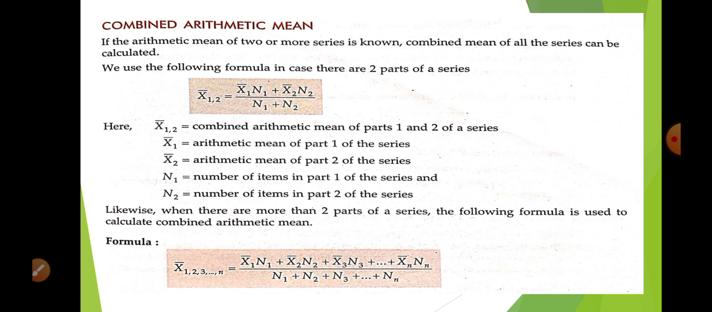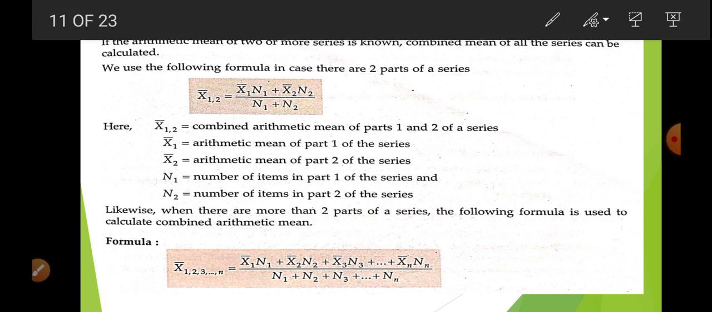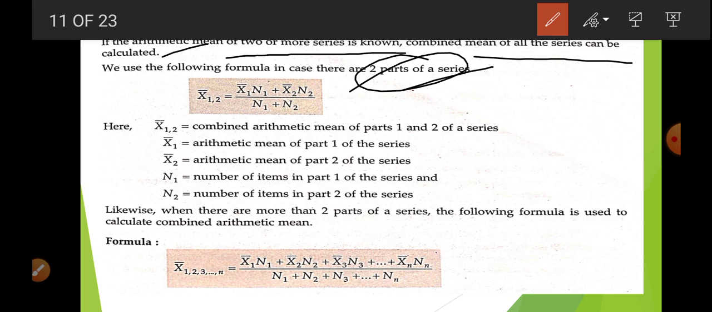Now, the next topic is combined arithmetic mean. Suppose the weights of class 11th A and 11th B are given and we want to know the combined arithmetic mean of the 11th class for the height. In that case, we are going to use this equation, the combined arithmetic mean. If the arithmetic means of two or more series are known, the combined mean of these series can be calculated by using this equation. In the case of two parts, x bar 12, that is the combined arithmetic mean for two series, is x bar 1 n1 plus x bar 2 n2 upon n1 plus n2. This is given with its explanation. We can extend it for any number of series.